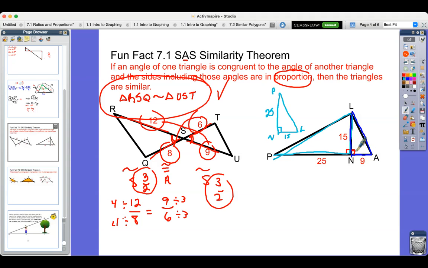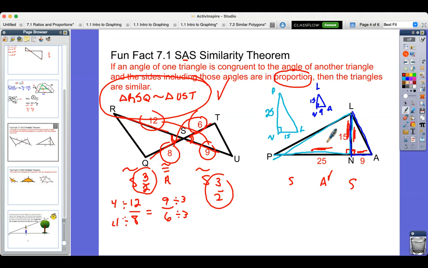Now comparing it to our smaller one, L, N, A: L, right angle, and A. This is how it should match up. This is our 15 over here, and this is our 9. So the goal: we have the angles, and these are the two sides right here. These are the two sides next to the angle, and these are the two sides next to this angle. We know for sure the angles are congruent, so we've got the A part down.